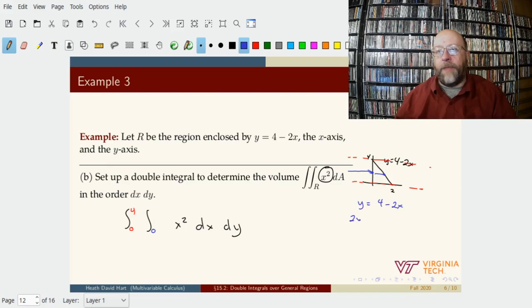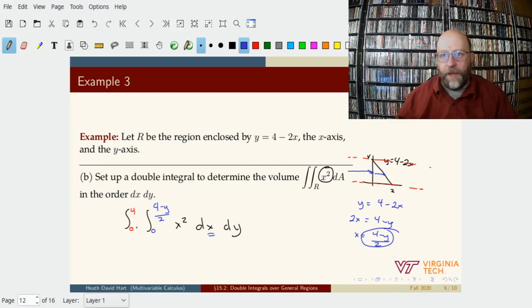But that's the same thing as 2x equals 4 minus y, or x equals (4 minus y) over 2. And that's what I have to use for my boundary here. I have to describe this diagonal line. I have to describe what x equals along the diagonal line, and x equals (4 minus y) over 2.